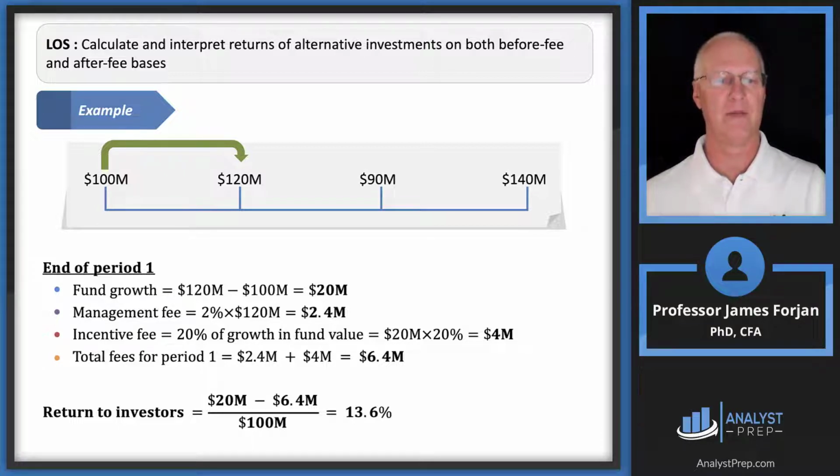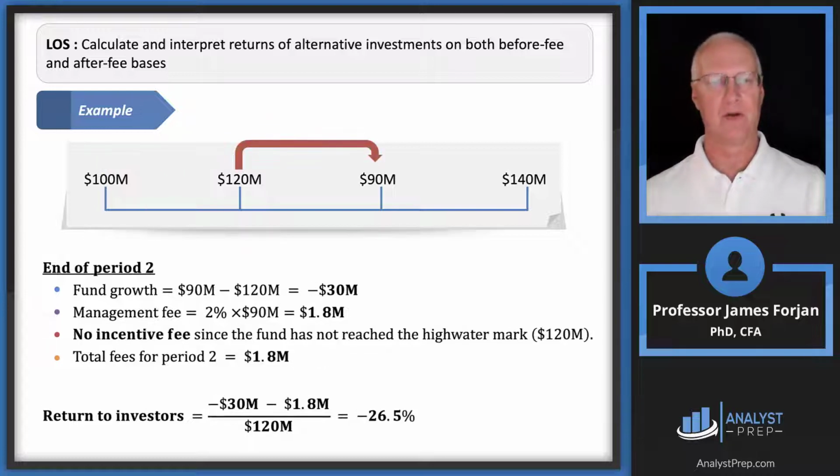If I'm the fund manager, you guys are my investors. What is your return to the investor? So what did I do? I delivered 20 million out of 100 million. So we know that's 20%, but then you had to pay me the 6.4. So the management fee and the incentive fee eat into kind of that original capital gain. So the return to my investors, 13.6% for that first year.